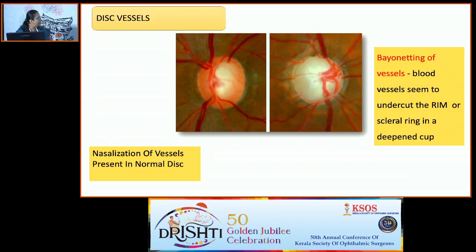Now, you look at the disc vessels. One finding is nasalization of vessels in a normal disc. In a normal disc, if it is large also, you can see the nasalization of vessels. Also bayoneting, where the blood vessels seem to undercut the rim or scleral ring in a deepened cup.